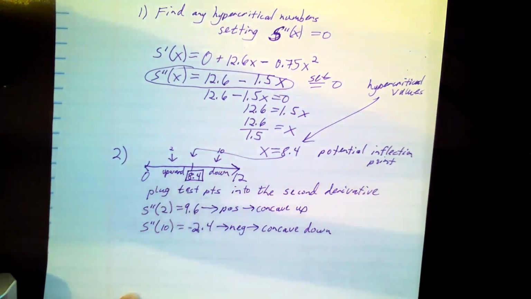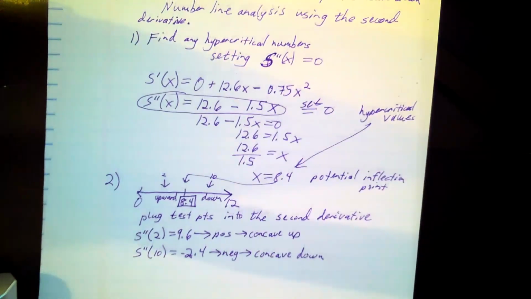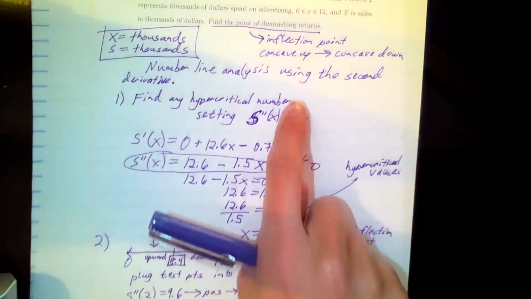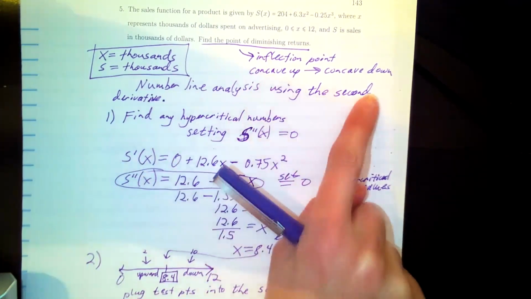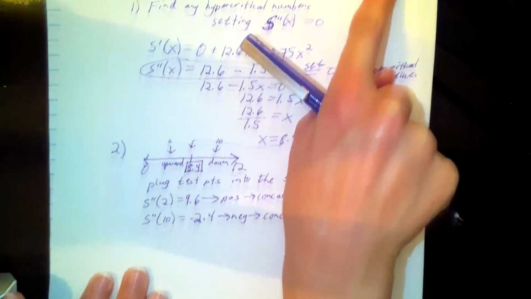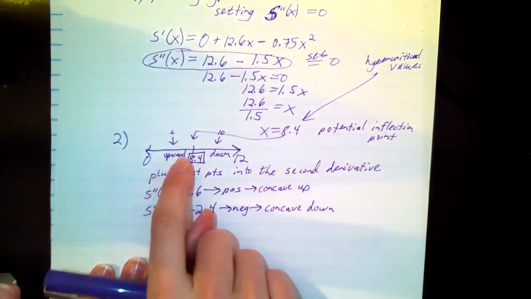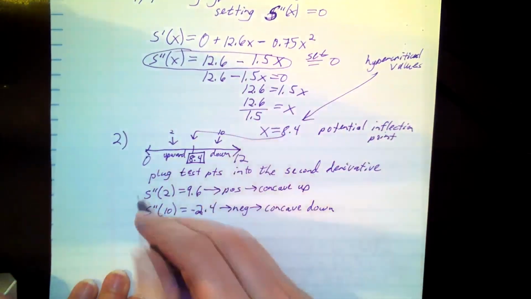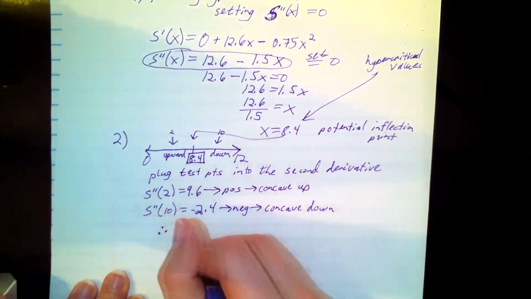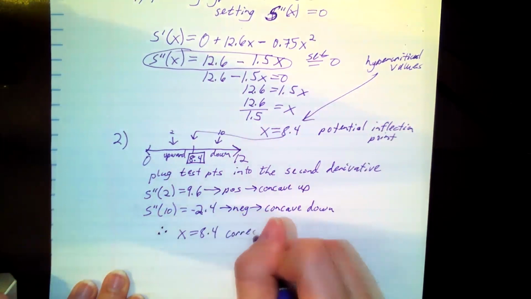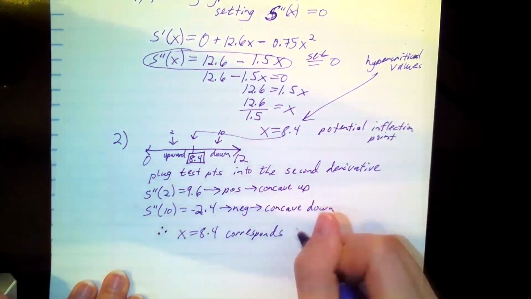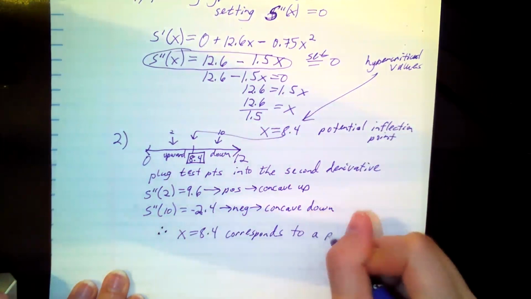Is it a point of diminishing returns, though? In order for it to be a point of diminishing returns, it has to specifically go from concave upward to concave downward. And we do see that that happens. I start out at concave upward here, and then it switches to concave down. So what we should conclude is x equal 8.4 corresponds to a point of diminishing returns.